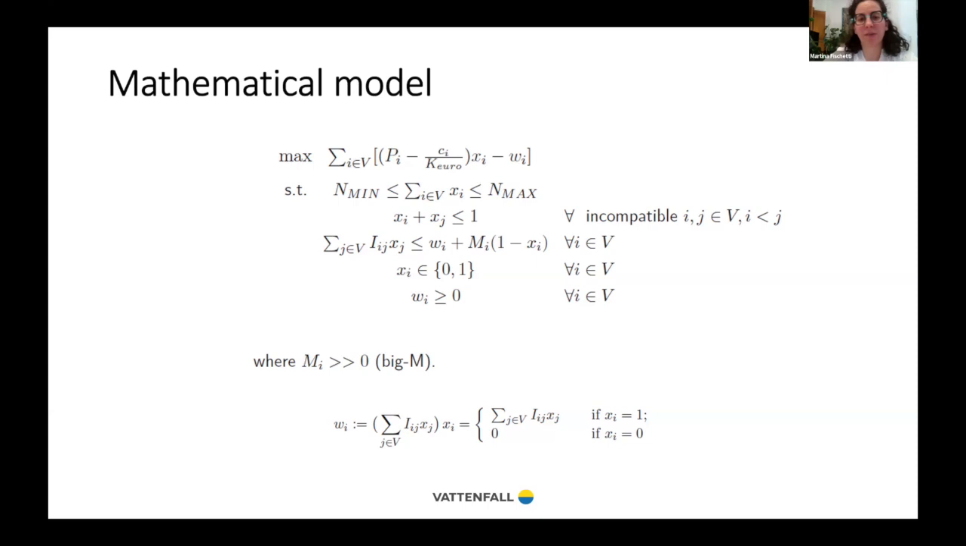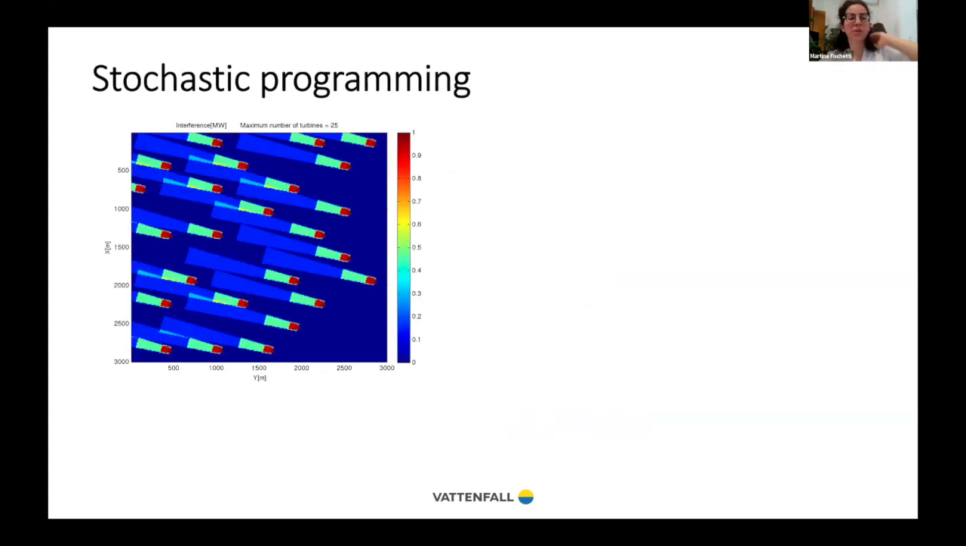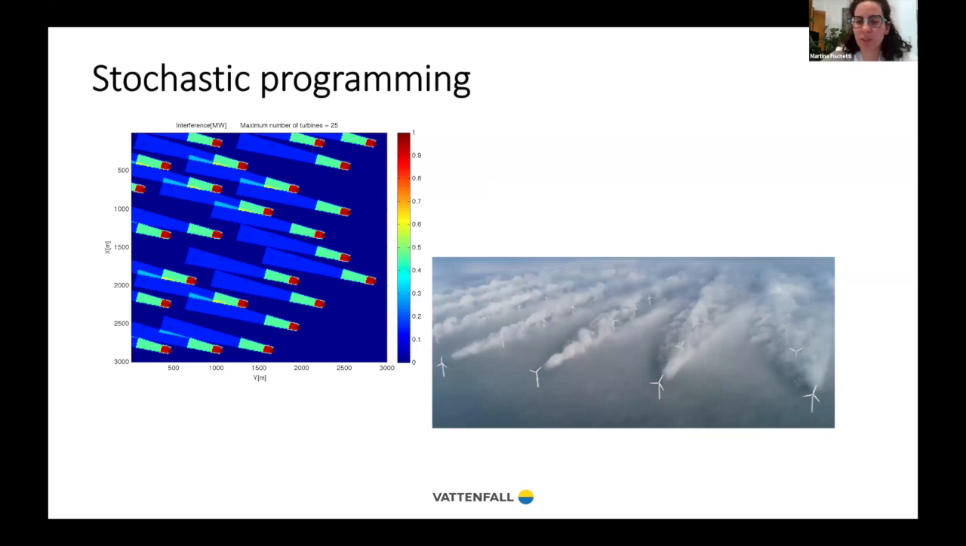Another big advantage of using our formulation is that the way we compute interference scales very well in a stochastic programming variant. So let's start, first of all, by saying why we talk about stochasticity. Well, if we optimize the position of the turbines to minimize wake effect, we have to be careful of the wind. So if we only look at the main wind direction, we may end up in the situation that we have seen in the picture.